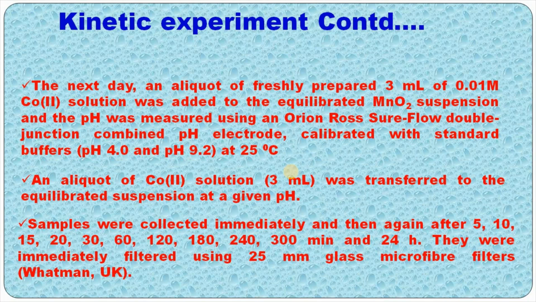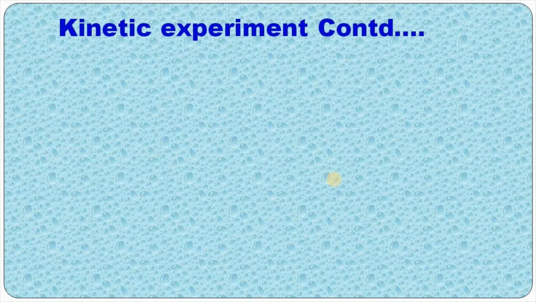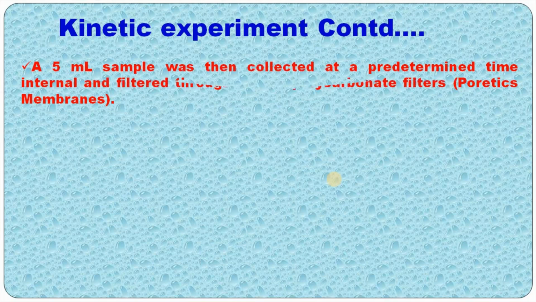Then samples were collected immediately and then again after 5, 10, 15, 20 minutes and so on. Then they were immediately filtered using 25 mm glass microfiber filters, Whatman, UK. Then a 5 ml sample was collected at a predetermined time interval, filtered through 0.02 micrometer polycarbonate filters.